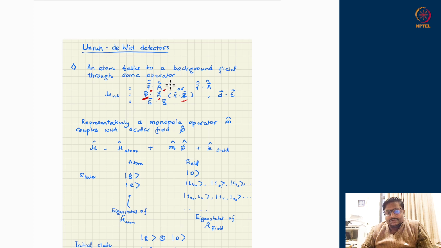Together with some manipulations we can write this term as a D dot E term as well, where D is the dipole moment of the atom and E is the electric field of the background. Similarly, if there is a spin which is talking to a magnetic field, then again, with a consistency analysis, we will get a Hamiltonian with an interaction term of the sort S dot B, where S is the spin sector coming from the atomic side and B is the background magnetic field.